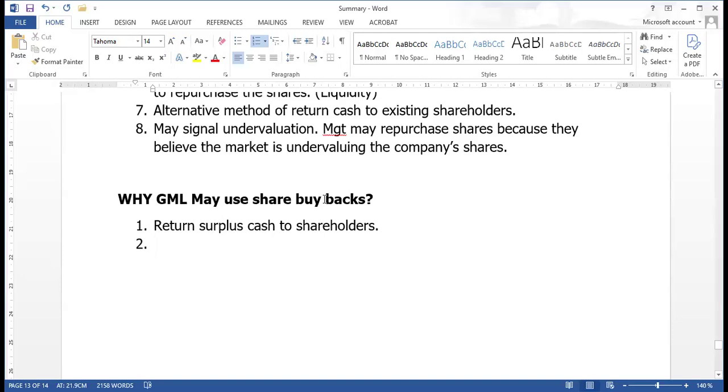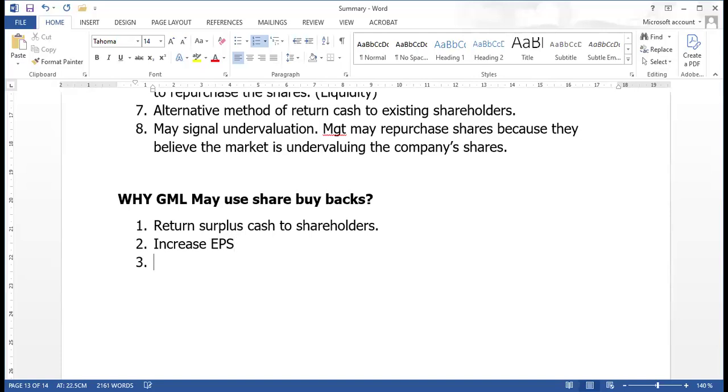Why we use share repurchase could be that we want to increase or improve our financial ratios. Let's say EPS, we want to increase the EPS. As long as we have fewer shares outstanding, it means that our EPS will be high. That could be another reason.